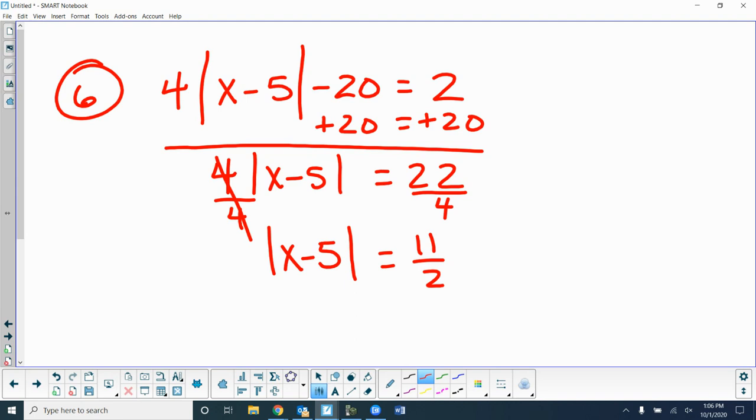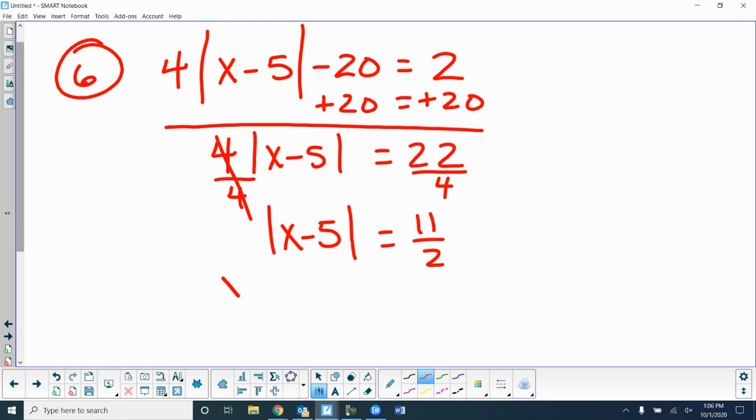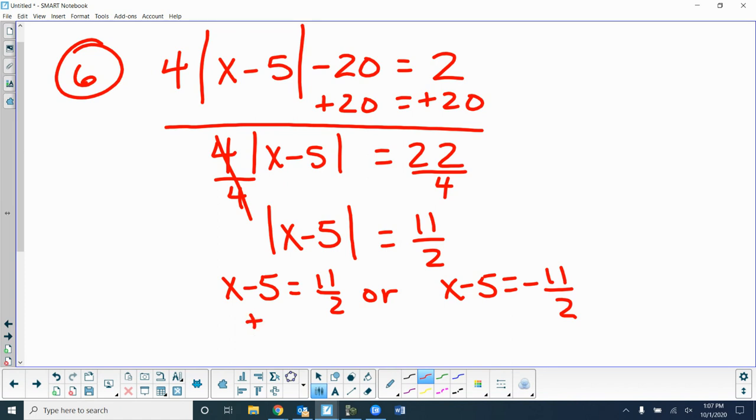Okay, now I can write my 2 problems. All right, so simplify down first. So x minus 5 equals 11/2, or x minus 5 equals negative 11/2. Okay, and then just add 5 to both sides in both problems.